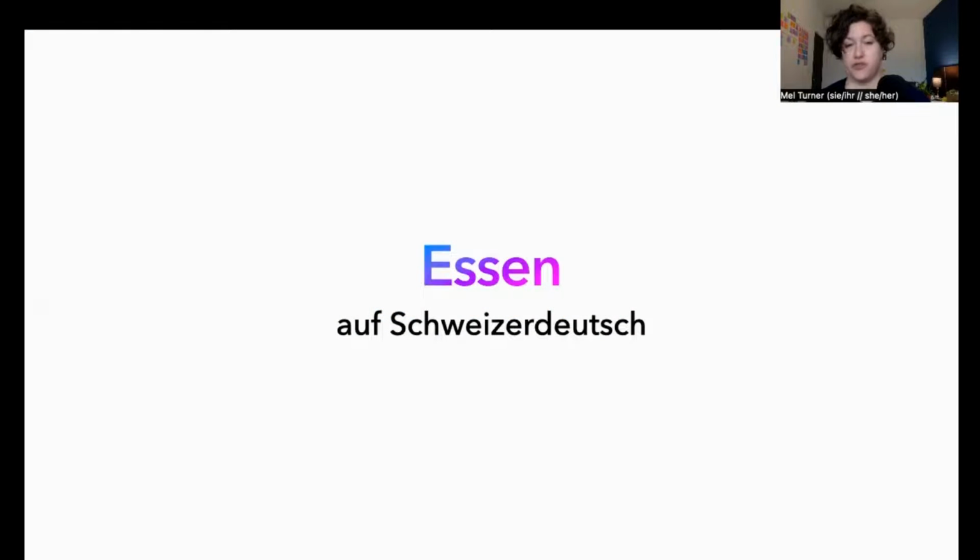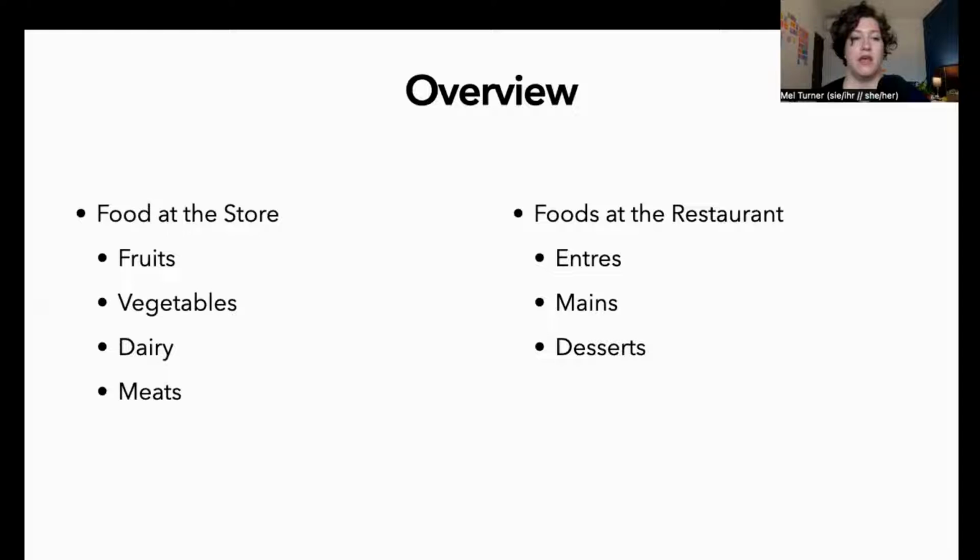Okay, let's get started. Food in Swiss German. Here's an overview real quick. We're going to talk about food in the store. We're going to talk about fruits, vegetables, dairy, and meats. You will see photos of all of this.